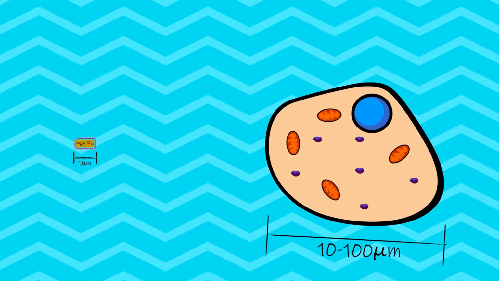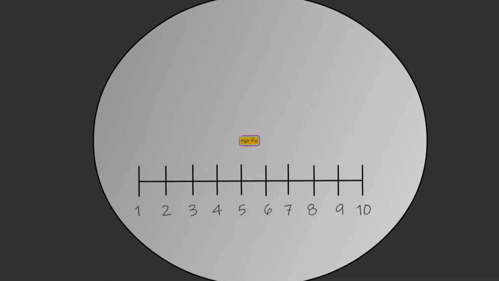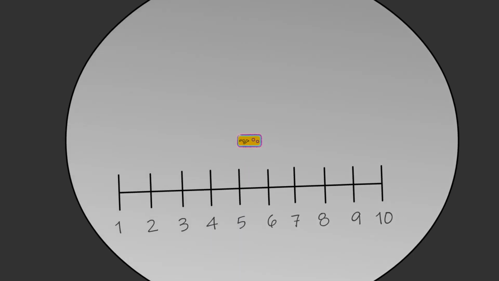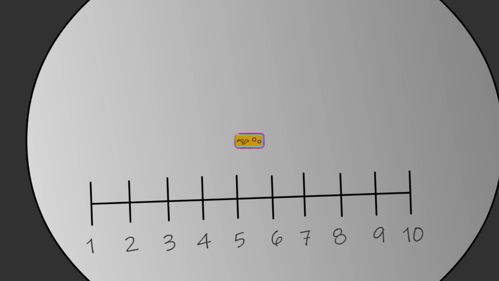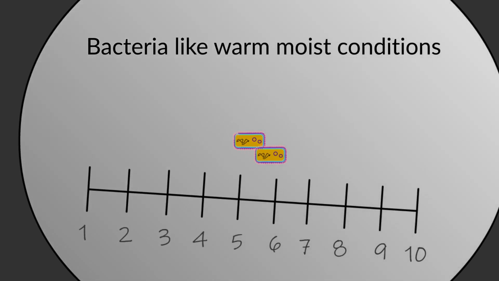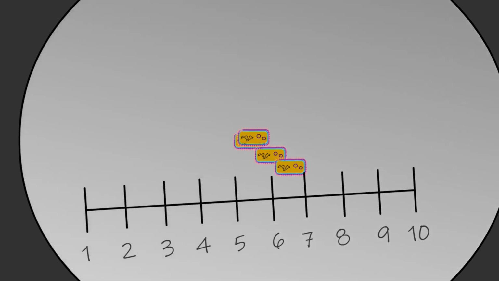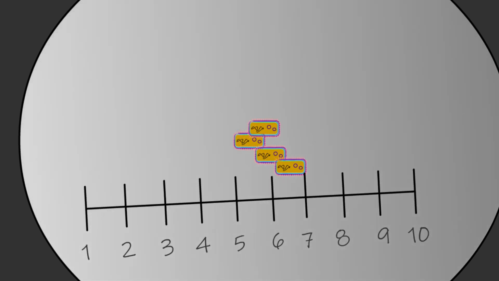Let's take a look at some bacteria dividing under a microscope. Some bacteria can divide every 20 minutes, which is what you can see here. Bacteria like warm, moist conditions to divide, so that food you forgot to put in the fridge could be covered with millions of harmful bacteria.